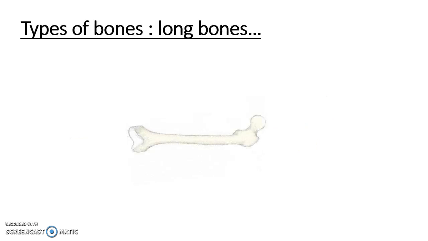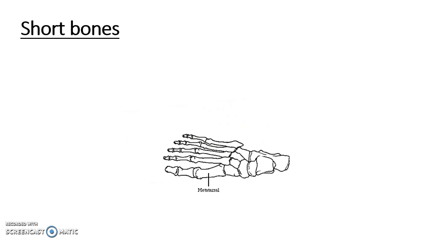Types of bones. Long bones are cylindrical in shape. These are normally found in our limbs. They're longer than they are wide, for example, the femur and the humerus. And these are the main levers of movement.